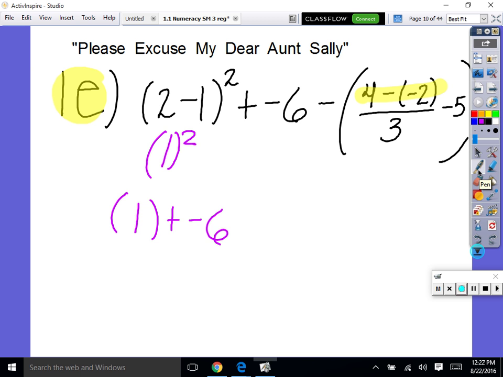So on top right there, 4 minus negative 2. When we subtract a negative, it becomes positive. So on top we have 6, right? So what's 6 divided by 3? So we have 2 minus 5 in our parentheses. Negative 3. Now remember that was in parentheses. So don't we have minus negative 3 right there? Because it was still minus. Inside our parentheses, we got negative 3.